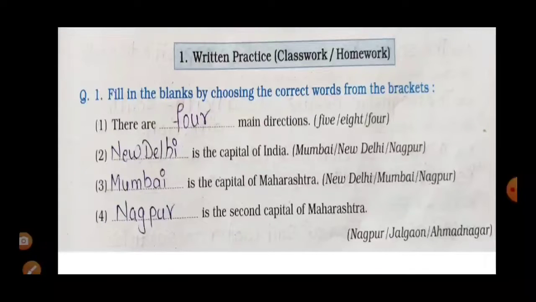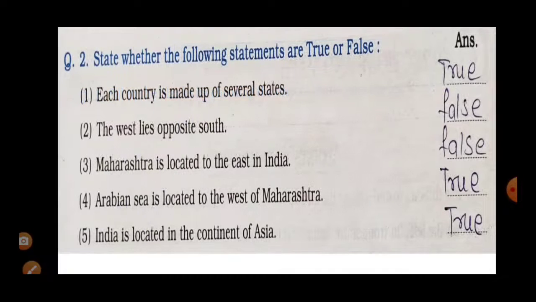From that, question number 1, fill in the blanks by choosing the correct words from the bracket. First one, there are dash main directions. Answer is 4. Number 2, dash is the capital of India. Answer is New Delhi. Number 3, dash is the capital of Maharashtra. Answer is Mumbai. And last, that is fourth one, dash is the second capital of Maharashtra. Answer is Nagpur.